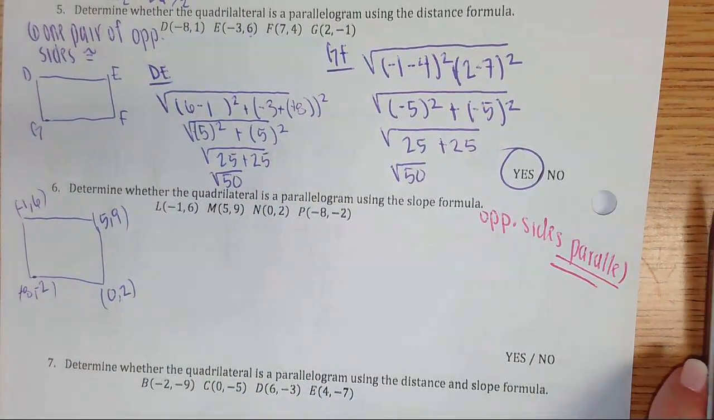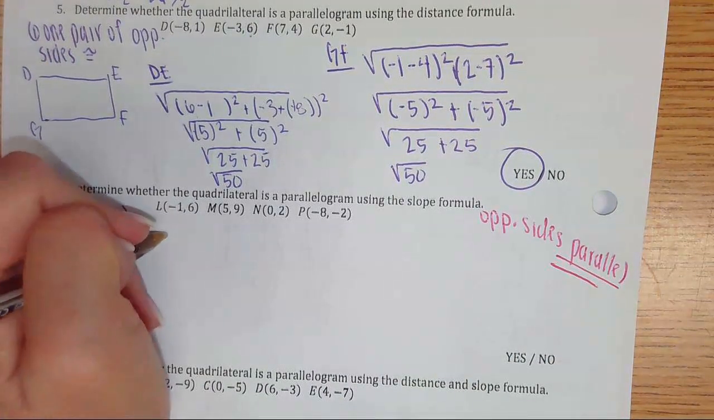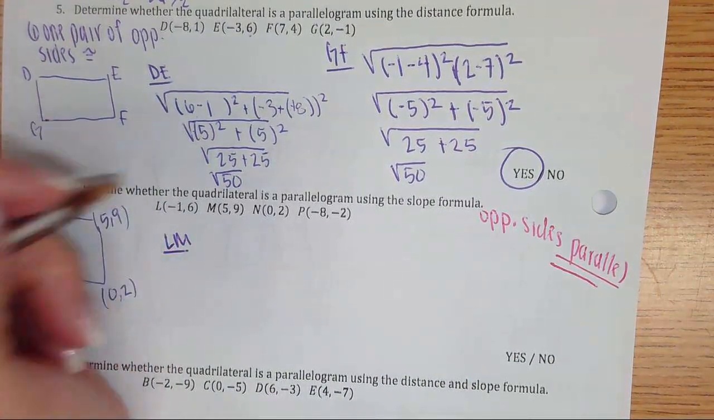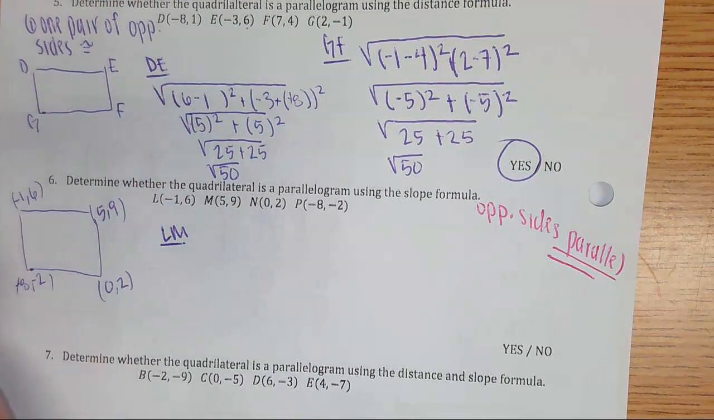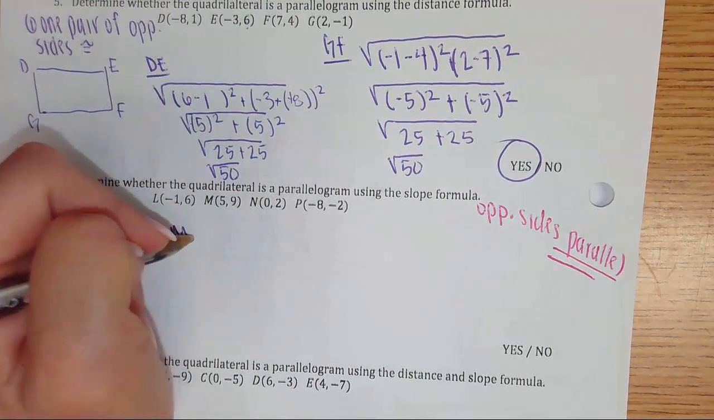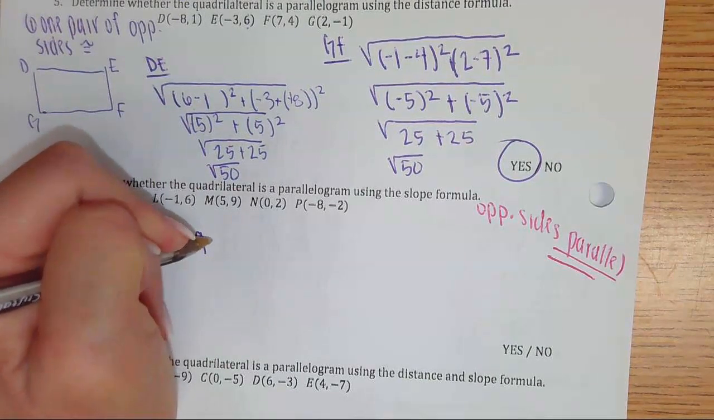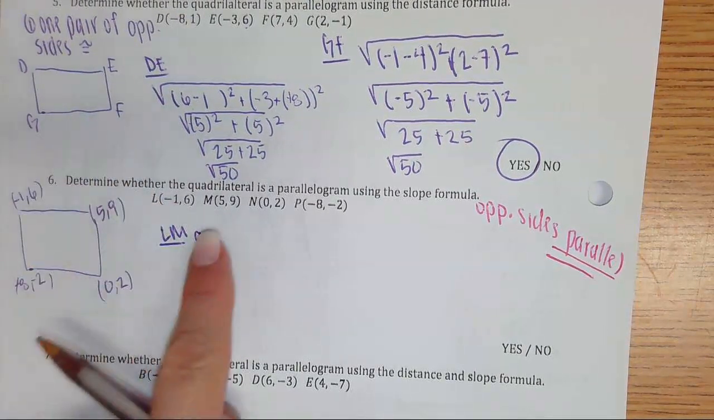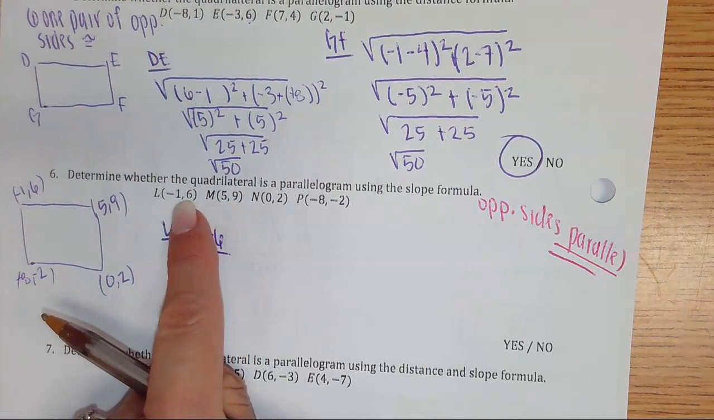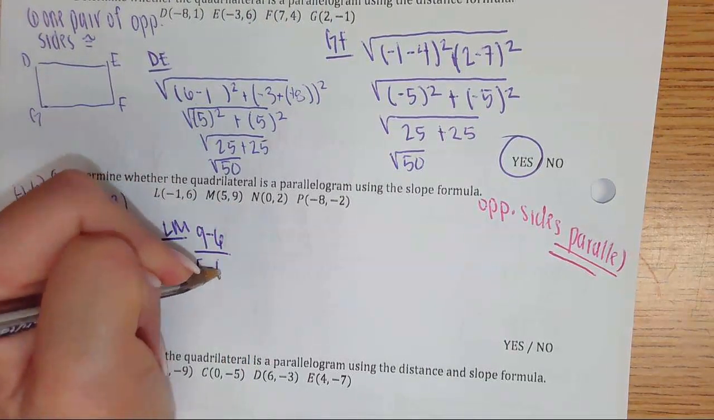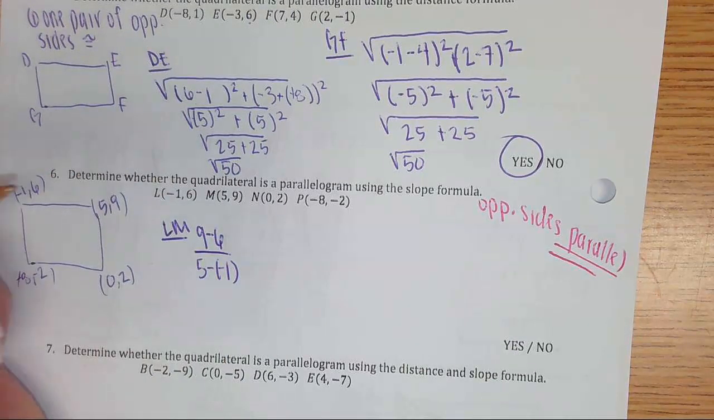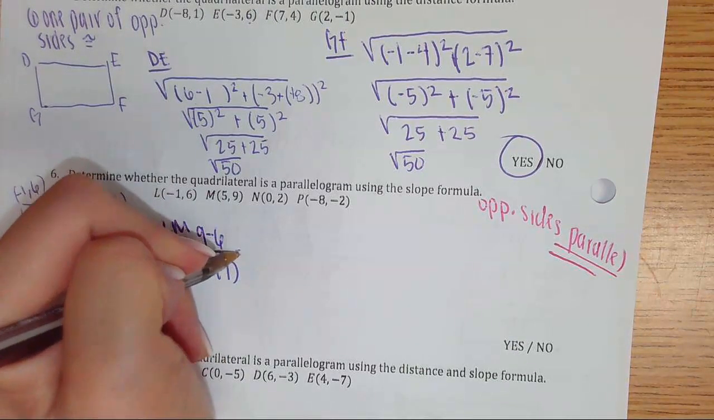Okay, so first up, I'm going to do LM, which, remember, to find the slope is y2 minus y1 over x2 minus x1. So 9 minus 6, and I get the 9 from right here and the 6 from right there, over 5 minus negative 1. All right, 9 minus 6 is 3.